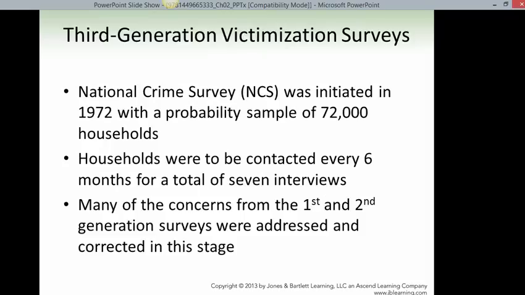Third-generation victimization surveys. The National Crime Survey, NCS, was initiated in 1972 with a probability sample of 72,000 households. Households were to be contacted every 6 months for a total of 7 interviews. Many of the concerns from the first and second-generation surveys were addressed and corrected in this stage.